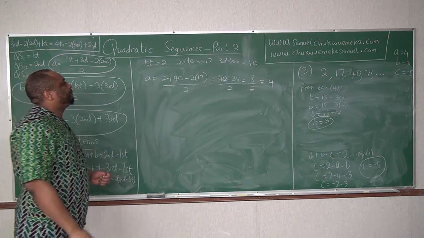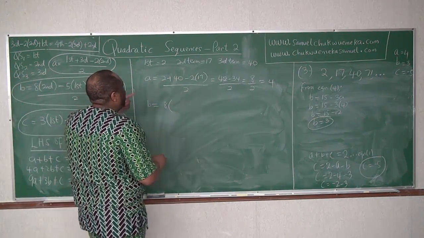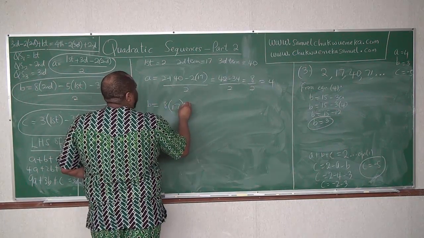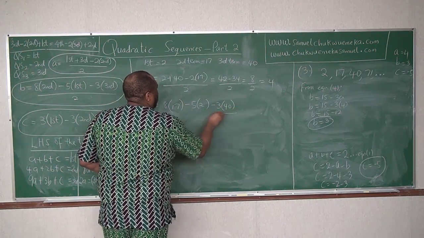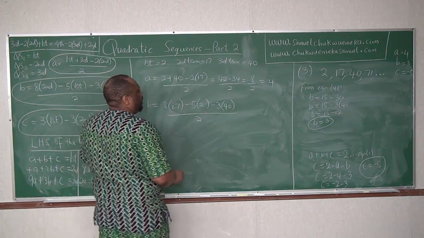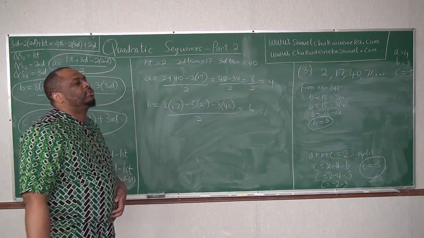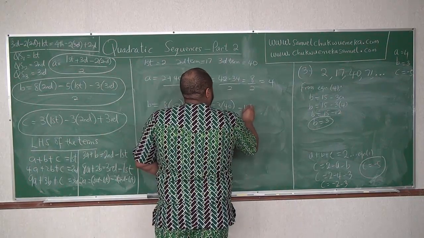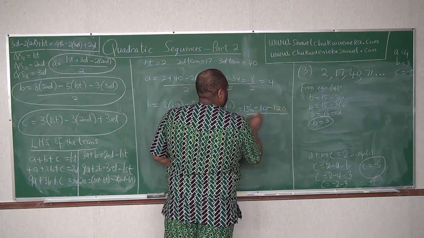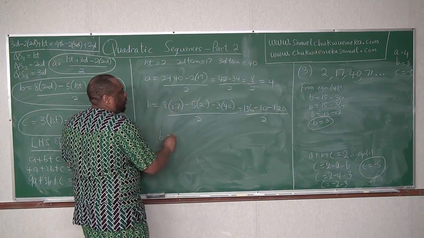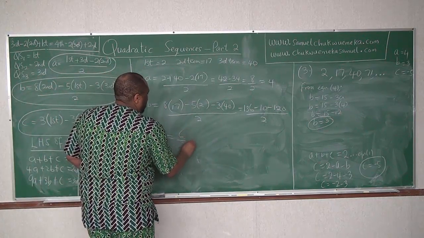That is our A. Our B is 8 times the second term, 8 times 17, minus 5 times 2, minus 3 times 40, all over 2. So this gives us 8 times 17 is 136, plus 5 times 2 is 10, 13, minus 10, minus 120, all over 2. And so B is equal to 126 minus 120, that is 6 over 2, and that gives us 3.